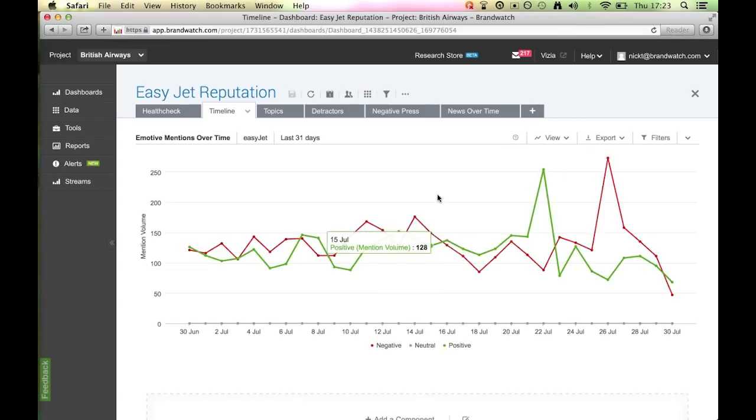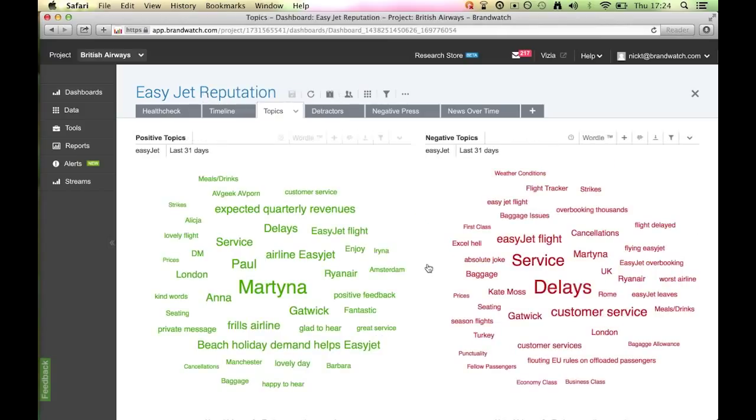So we can see over time whether there are any specific points at which something's happening that we really want to have a look at and look into. For example, with this red negative peak, we might want to say, right, what was going on on the 26th of July that went wrong? Now, in the topics section, we can understand a little bit more about what the things were that these people were getting disgruntled about.